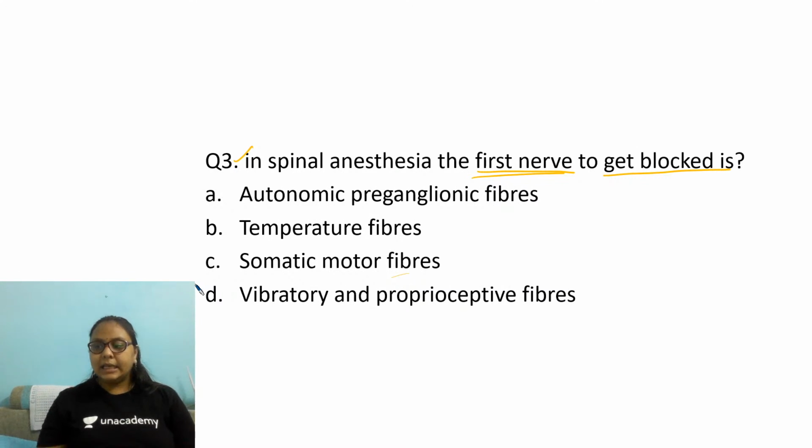When we give spinal anesthesia, which is the first nerve to get blocked? Okay, Dr. Ehsan Ali is asking me to repeat the epidural patch. Please let me know the answer for this question, and then I will repeat the epidural patch.